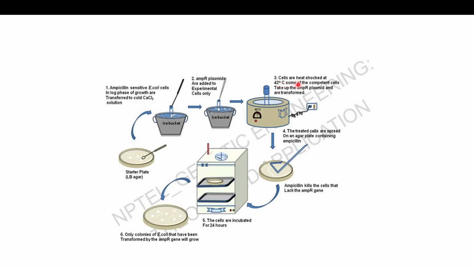Since the cells are given a heat shock at 42, some of the competent cells can take up this ampicillin resistant plasmid and get transformed. The treated cells are spread on an agar plate containing ampicillin. Definitely, then only we can choose which cells have taken up the plasmid DNA. Then the cells are incubated for around 12 to 16 hours, or it can also depend on what type of cells there are and how many antibiotic selections.